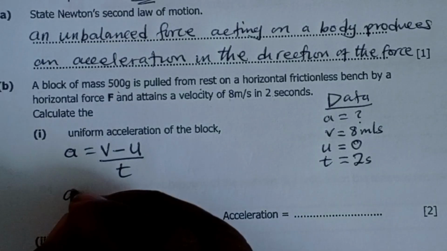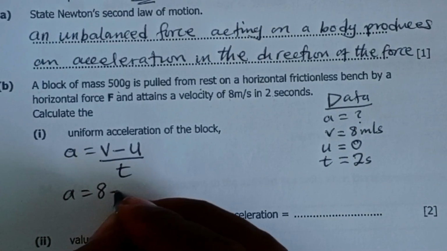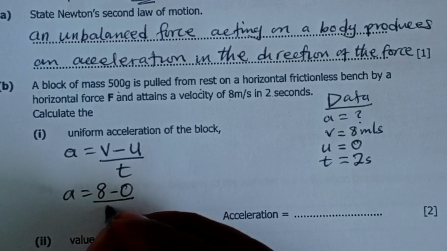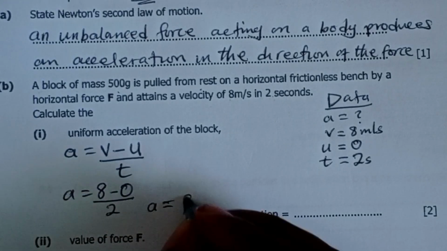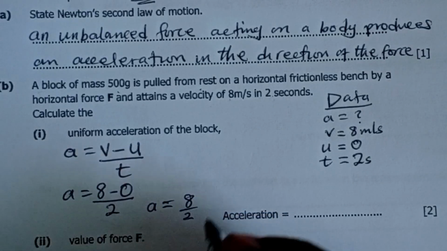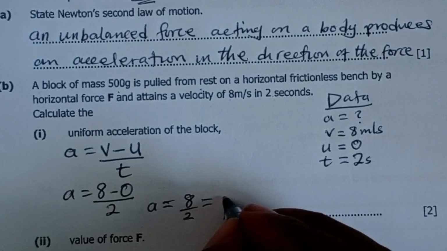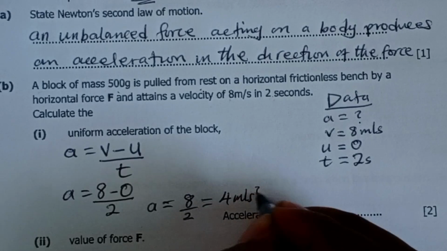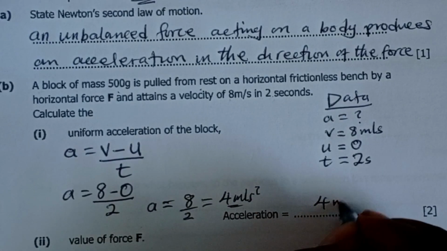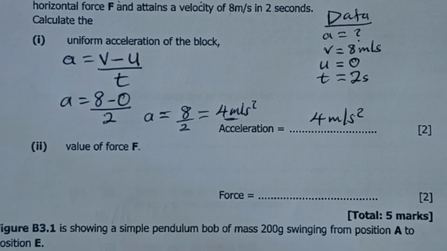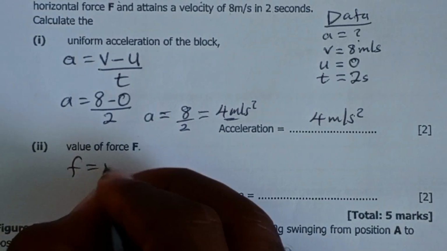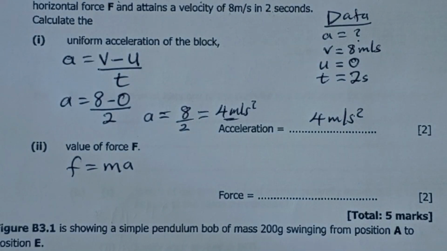So acceleration is equal to final velocity 8, initial velocity 0, time taken 2. So acceleration is equal to 8 over 2. So acceleration is 4 meters per second squared. So 4 meters per second squared, that is acceleration. Part 2, calculate the value of force F. So force is equal to mass times acceleration.